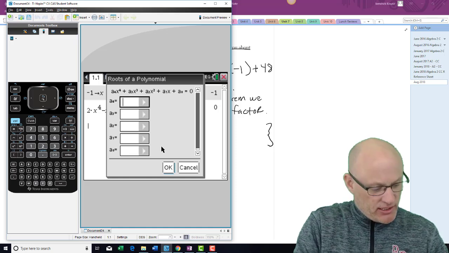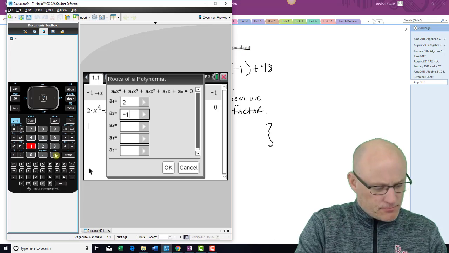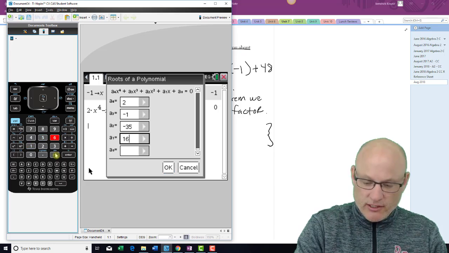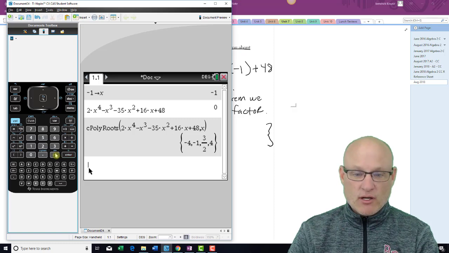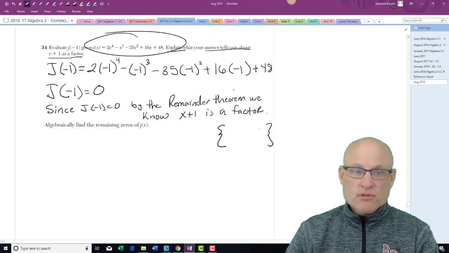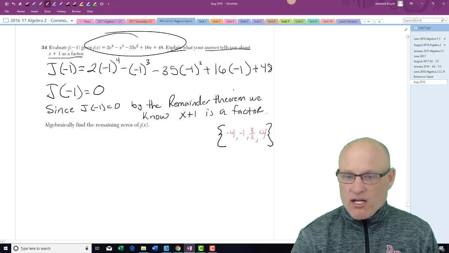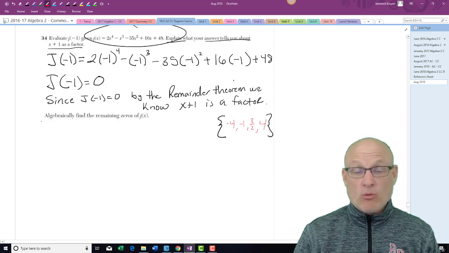And we're going to type in just the coefficients. So 2, -1, -35, 16, and 48. And there's my answers: -4, -1, 3 halves, and 4. Now, I get nothing for that, because they don't care that you can use your calculator. But we are going to know when we're done that we got the right answer.